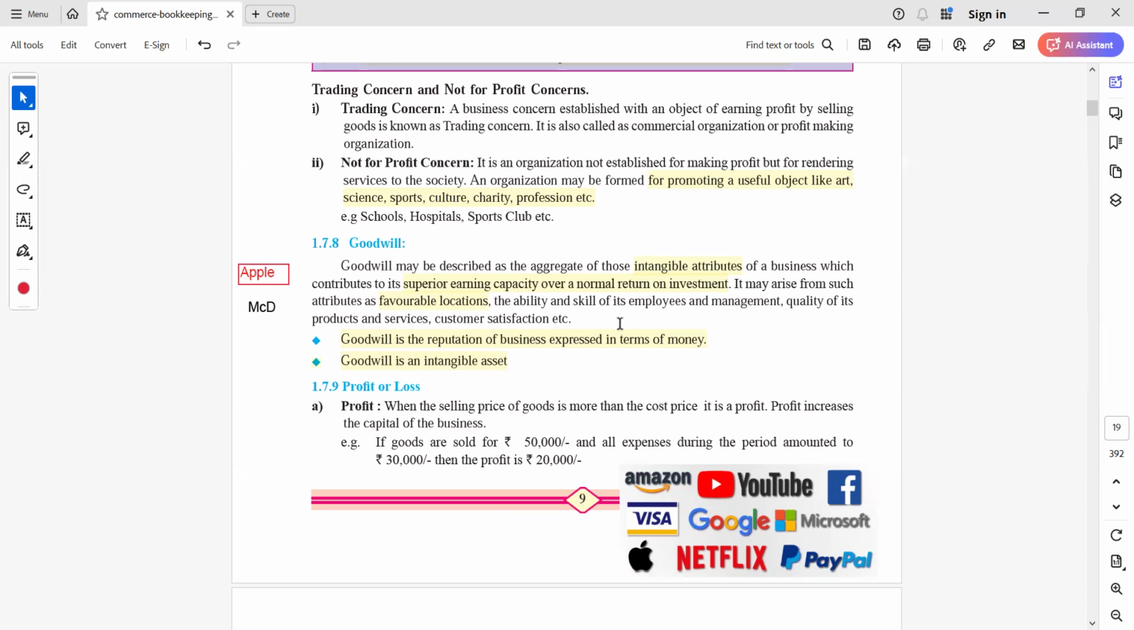वहां पे लिखा हुआ है द फेवरेबल लोकेशन, द एबिलिटी एंड स्किल ऑफ द एम्प्लॉइज एंड मैनेजमेंट, द क्वालिटी ऑफ द प्रोडक्ट एंड सर्विस एंड कस्टमर सेटिस्फैक्शन. तो आप देख सकते हो, इवन यूट्यूब, आज का ये लेक्चर आप यूट्यूब पे सुन रहे हैं, उन्होंने कितना ब्रांड वैल्यू क्रिएट किया. अदर चैनल्स भी वहां पे अवेलेबल हैं, लेकिन उन्होंने जो कस्टमर सेटिस्फैक्शन क्रिएट किया है वो इम्पोर्टेंट है.